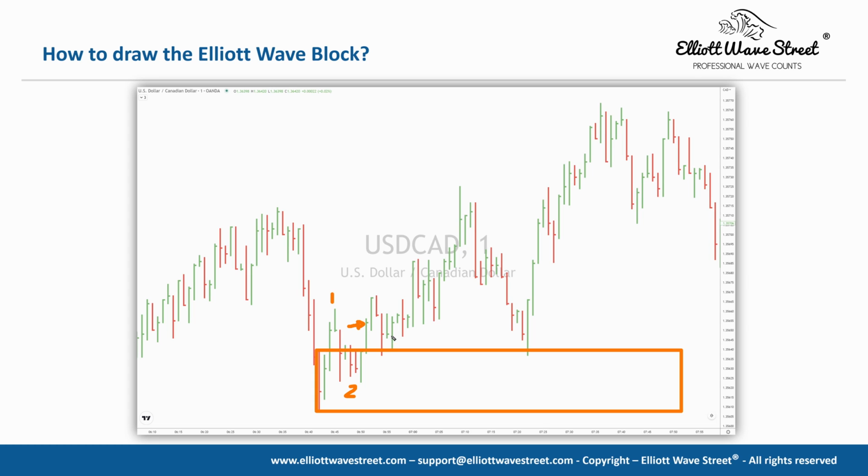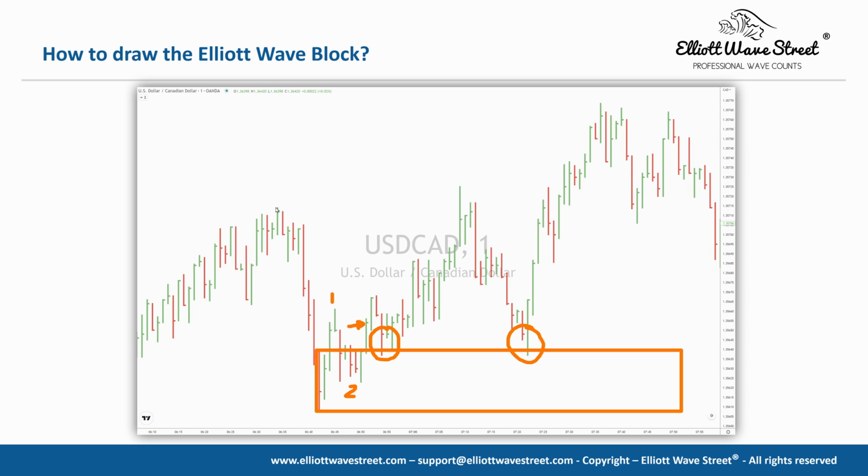Great. Here we have another rejection. Then we wait, and here we have another rejection. So those are entries, bullish entries. Now let's draw the Elliott Wave blocks from the other side. From here, you can draw all the ones that you like.